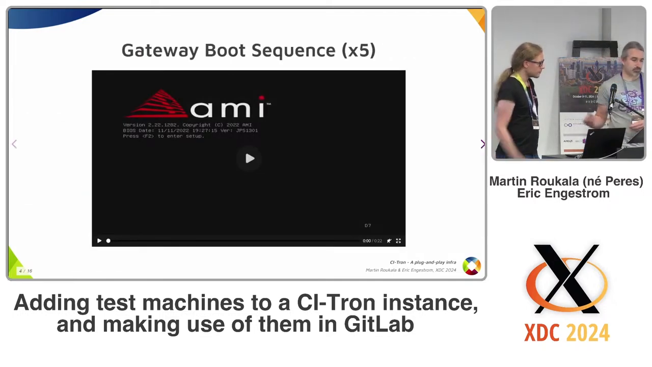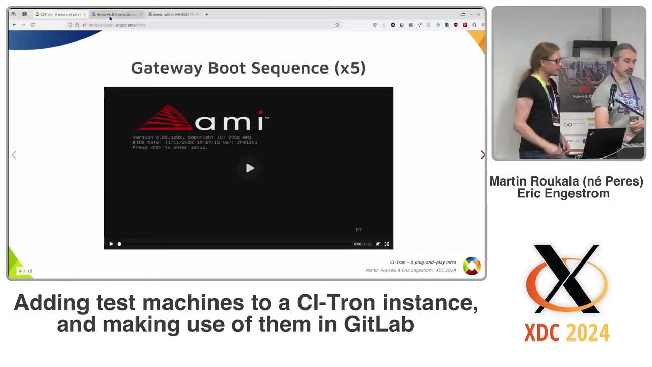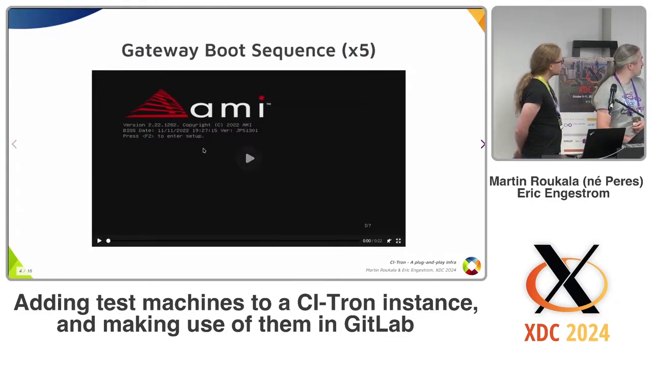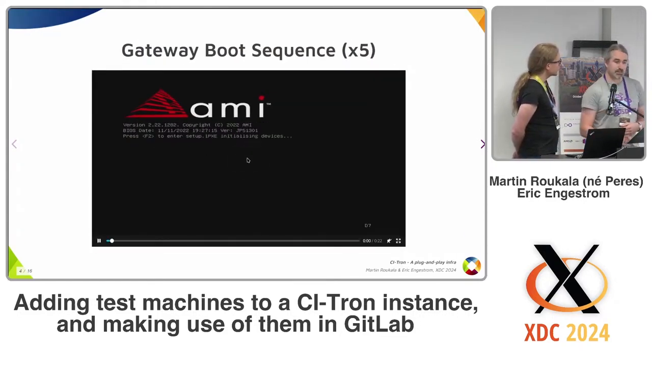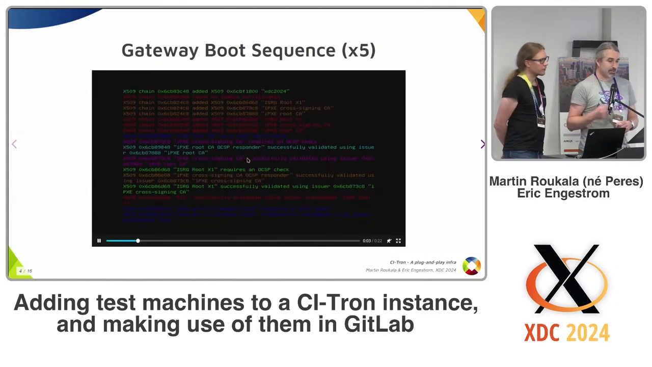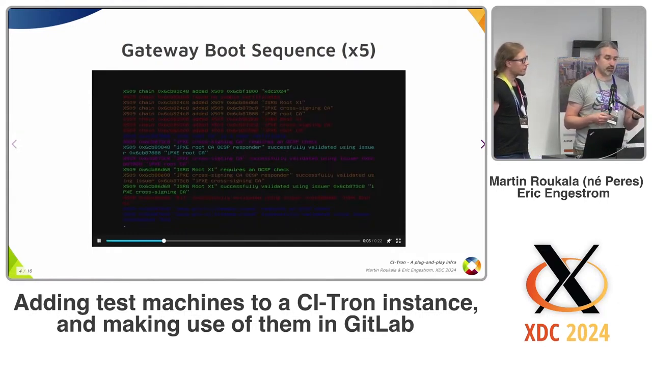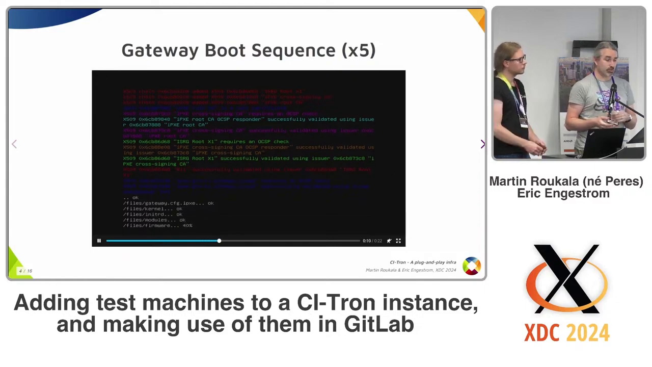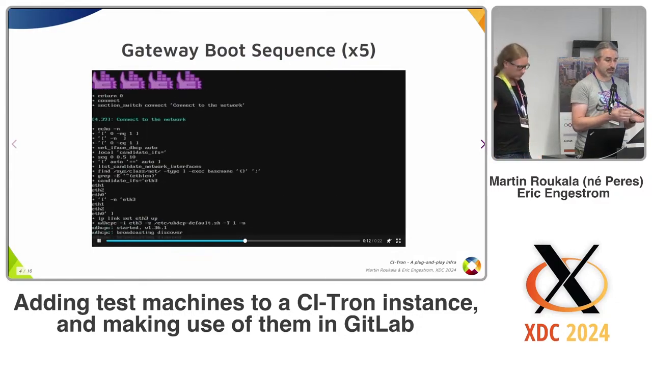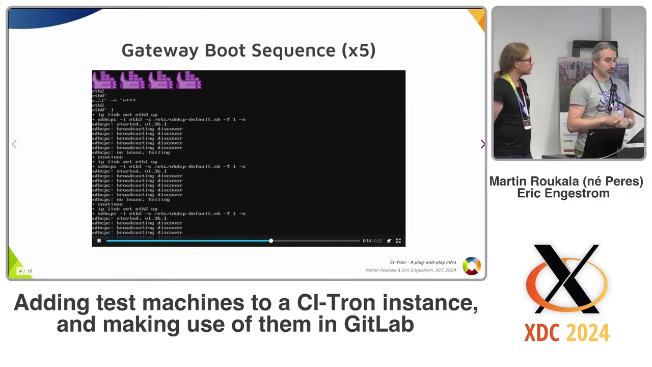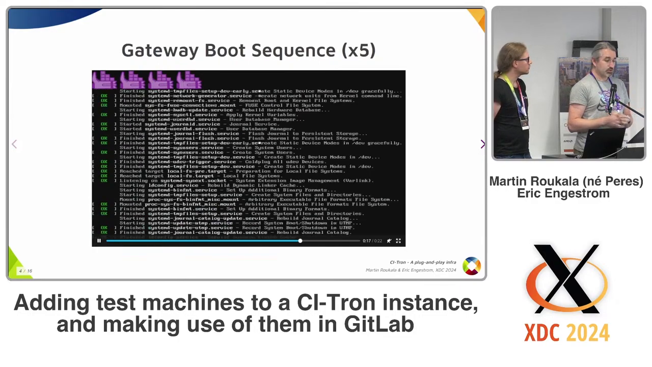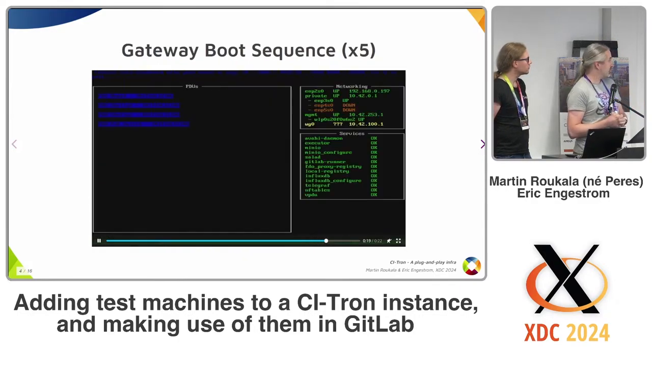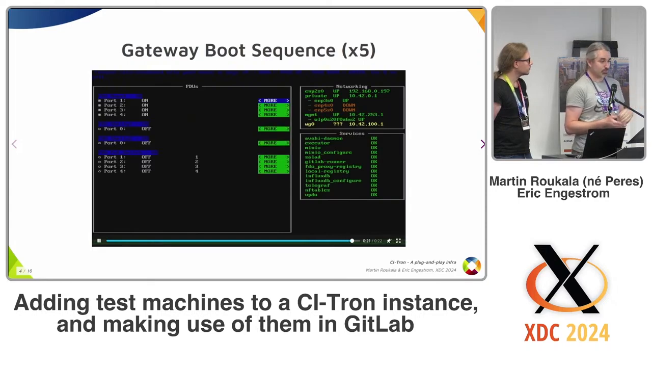OK, so here is the boot sequence of the gateway. First, iPXE, a bootloader, is loaded from a USB stick. It downloads the boot script and artifacts from a remote server, authenticated by a client certificate inside iPXE. Then the kernel boots and runs boot to container. Boot to container downloads and runs the gateway container. Then we have the systemd logs that you saw for a split second, and then the dashboard appears. And this is your CI-Tron dashboard.